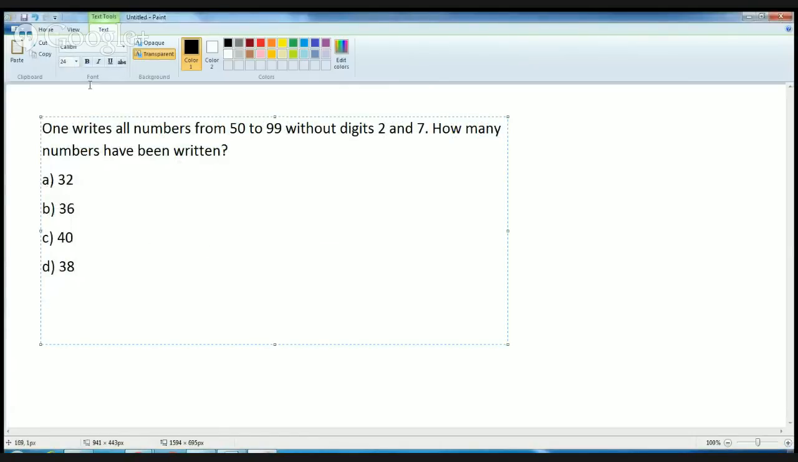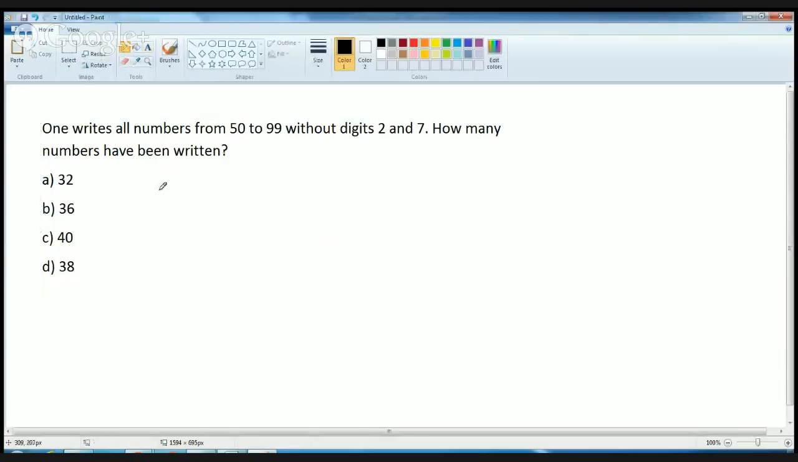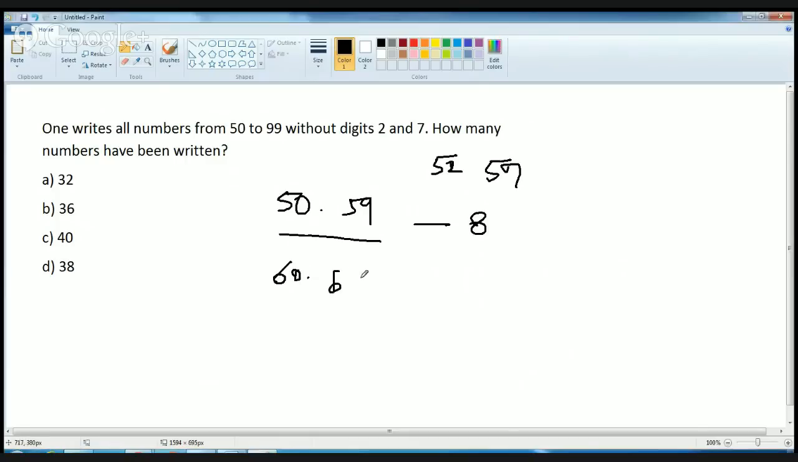One writes all numbers from 50 to 99 without digits 2 and 7. That means if I am writing from 50 to 59, I would not be including 52 and 57. Okay, what does that mean? In 50 to 59, there would be 10 numbers. Of these 10, 2 are excluded, so 8 remain. Then 60 to 69, again 8.